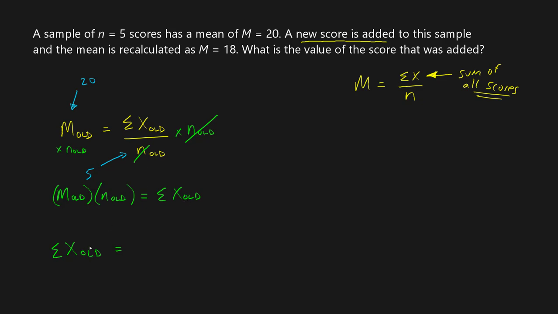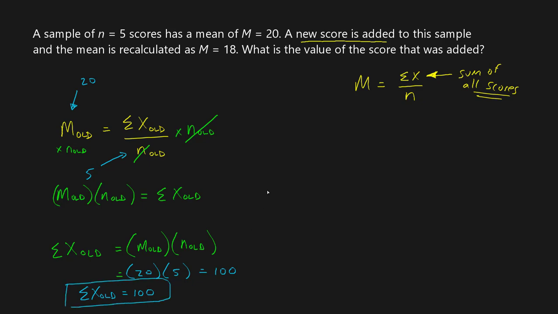Now, I want it to be set up this way, but you can always flip things around with an equal sign. So if this stuff multiplied equals the old sum of x, then the old sum of x equals this stuff multiplied. And we know what that stuff is. That is the 20 and the 5. So I can plug those in. So I'm going to have 20 times 5. And so this is equal to 100. So I know that originally, with my original sample data, before I added that score, my sum of x was equal to 100. Okay, so now how's that going to help me?